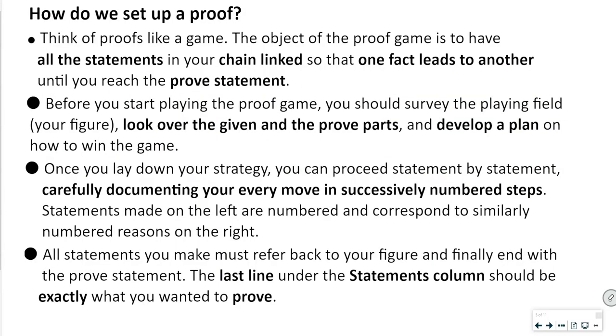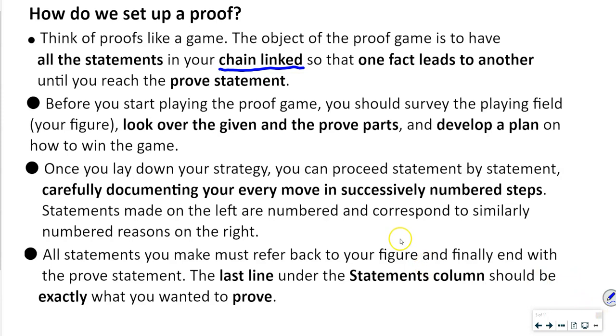So remember, we defined what a proof was earlier as an argument that uses logic, definitions, properties, and previously proven statements to show that a conclusion is true. So how do we set up a proof? That's the next question. So we're going to think of proofs like a game. The object of the game is to have all the statements chain linked, okay? Right there, chain linked, so that one fact leads to another until you reach the proven statement.